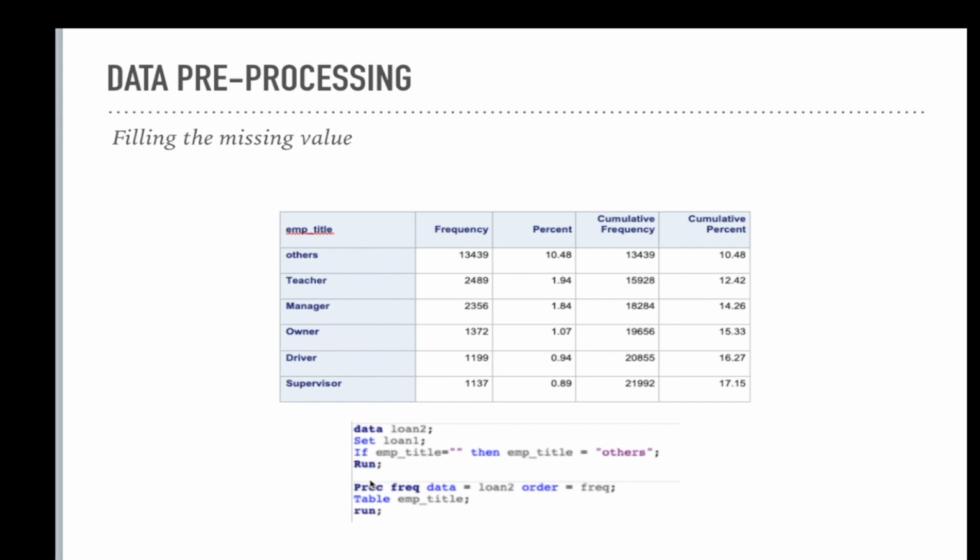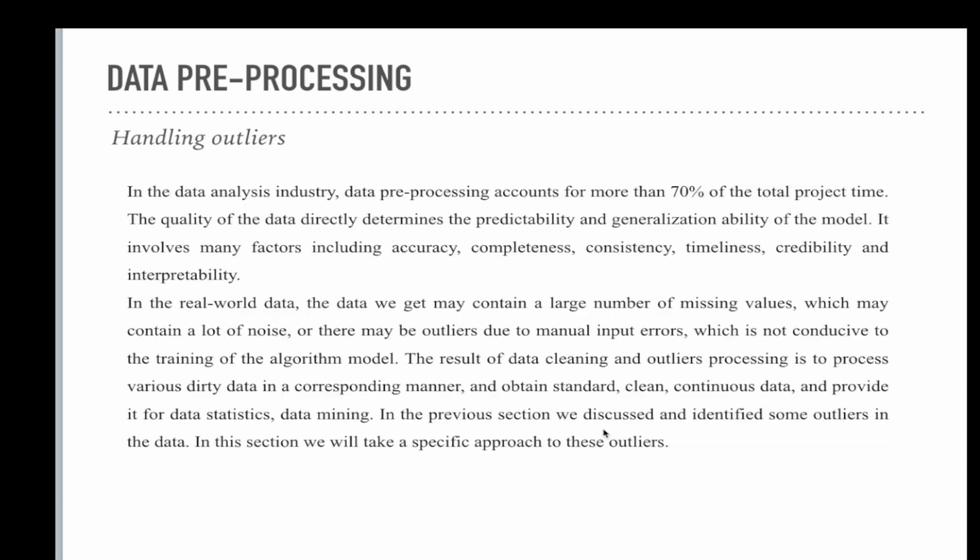In the data pre-processing, we need to fill in the missing values. Take the applicant's occupation as an example. There are more than 10,000 missing values. I will redivide those missing values into other classes to ensure the truth of the data as much as possible.